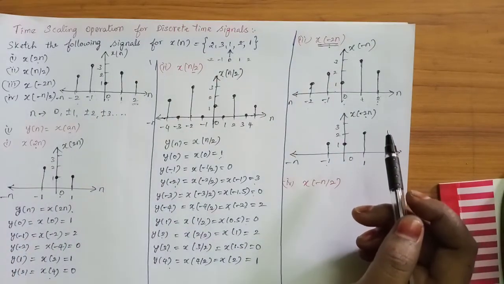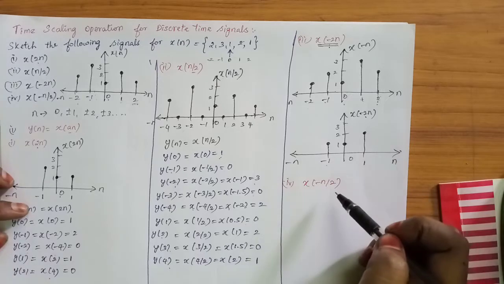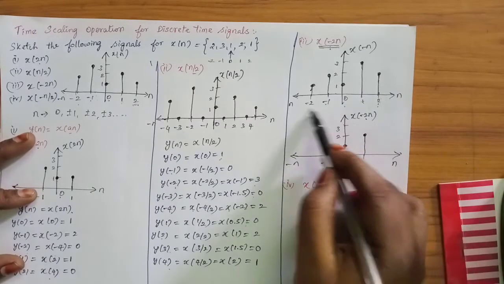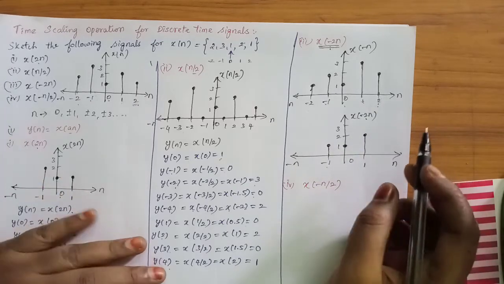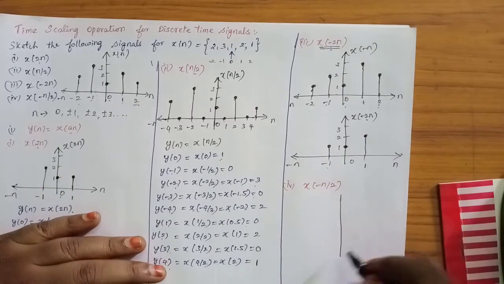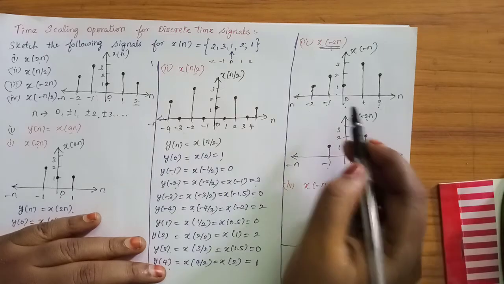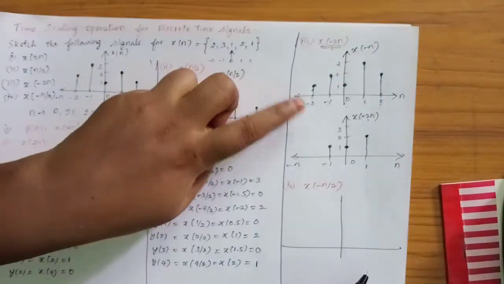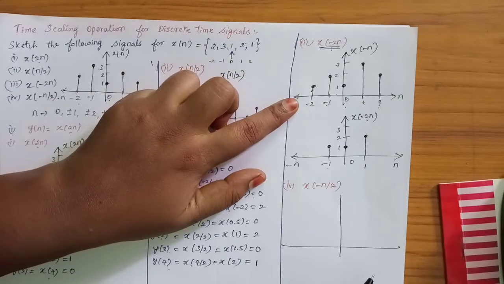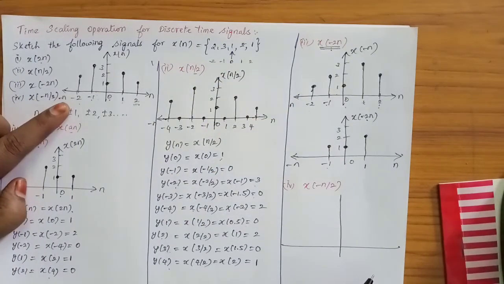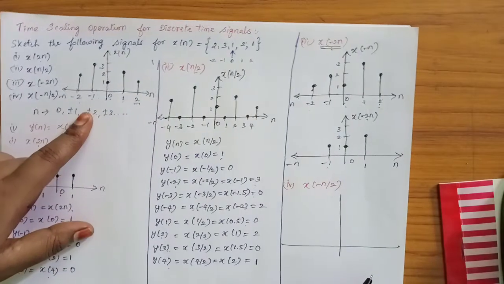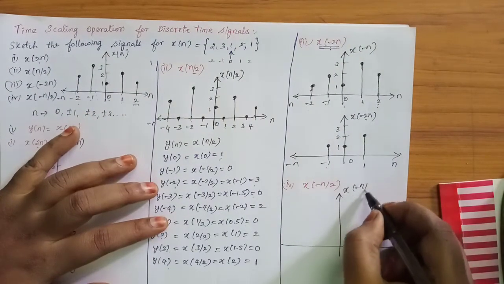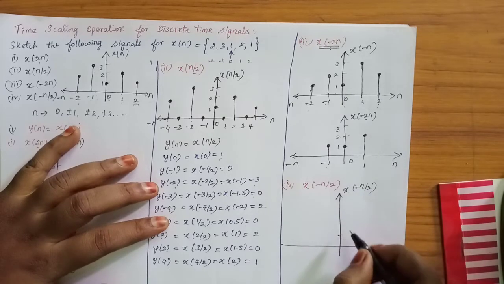After that we have to divide the limits by 1 by 2. Dividing by 1 by 2 is equal to multiplying by 2. So if I multiply the limits by 2, we will get the result. We should be careful that if a time reversal operation is there, we have to refer only to x of minus n, not x of n. Students will make mistakes here. So, x of minus n by 2.